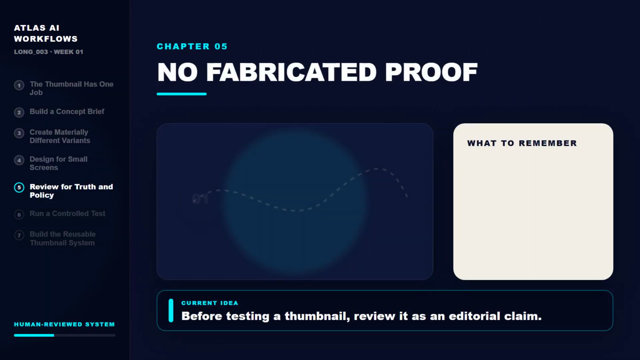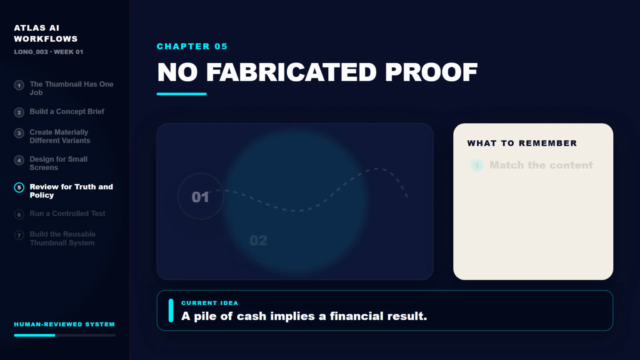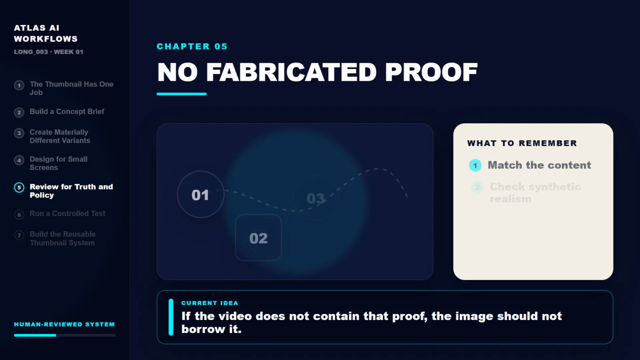Before testing a thumbnail, review it as an editorial claim. Ask what the image implies even when no sentence states it. A pile of cash implies a financial result. A platform warning screen implies an account event. A chart with an upward line implies measured growth. If the video does not contain that proof, the image should not borrow it.